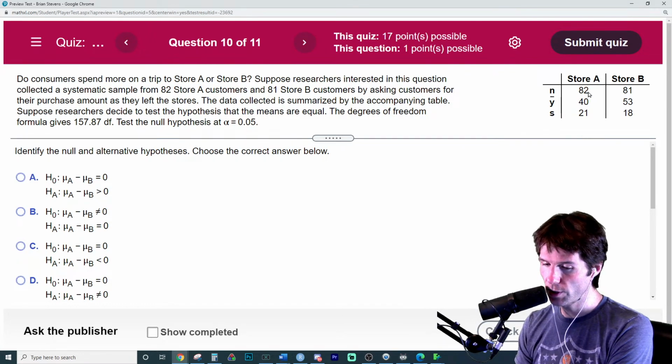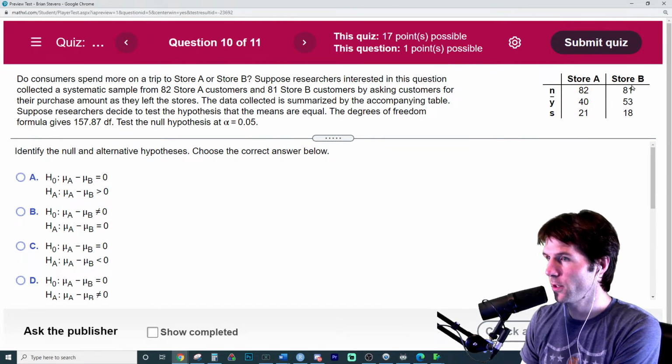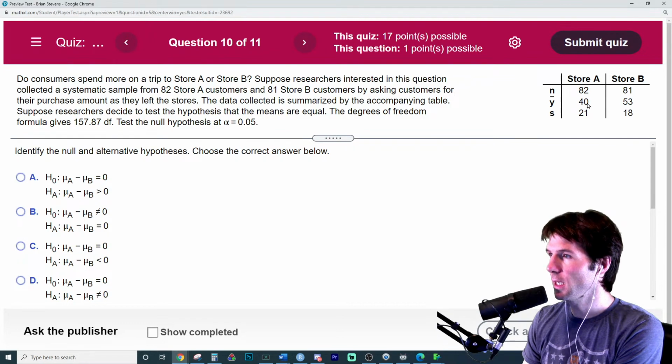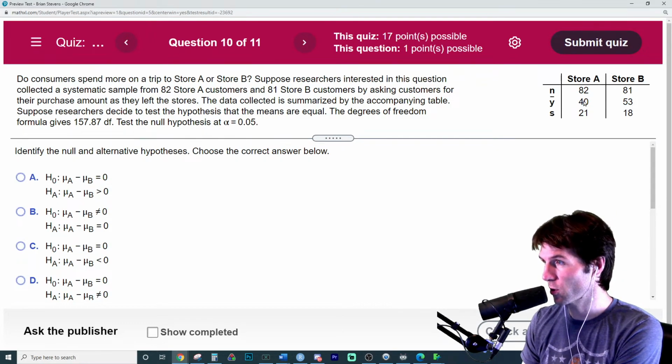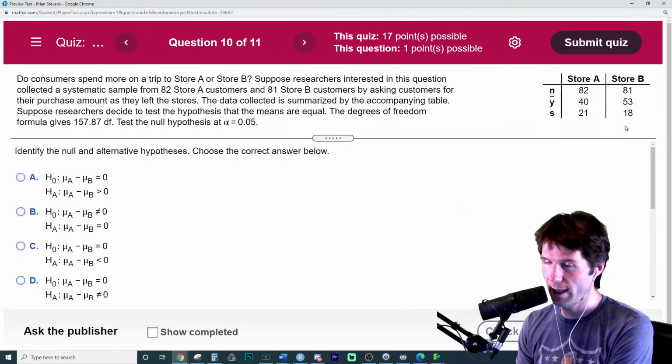So it actually gives us the notation. This is how many trips they made to store A, how many trips they made to store B. This is the average spending amount on store A. This is the average spending amount on store B. So the sample mean for store A, sample mean for store B, and the standard deviation, which is the variation of what customers spent for store A and store B.